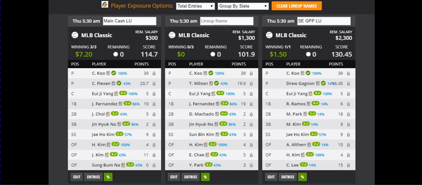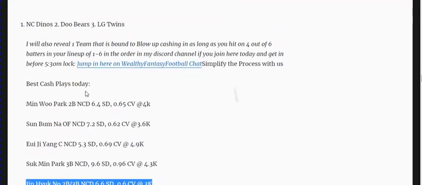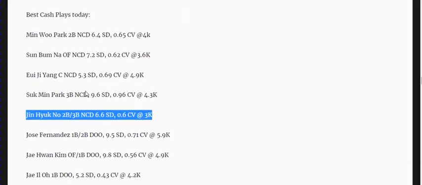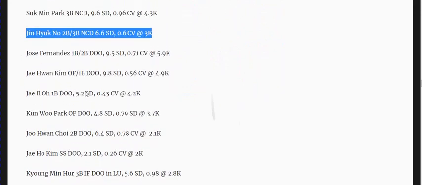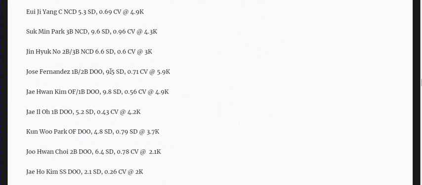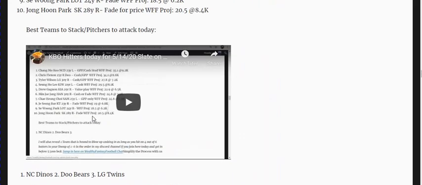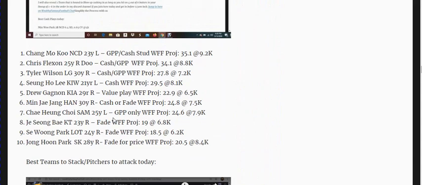as far as pitcher rankings and hitters based on teams to stack. Today there were three teams, so I may go that route as far as picking the three teams. And right here, just listing out the SD, or standard deviation, and CV, or coefficient of variation. So I want to make sure you're clear and understand all that info. I know it's a lot, a big chunk to chew.